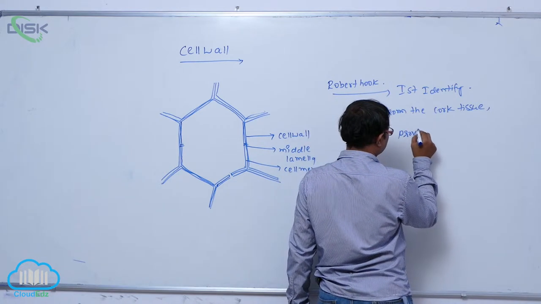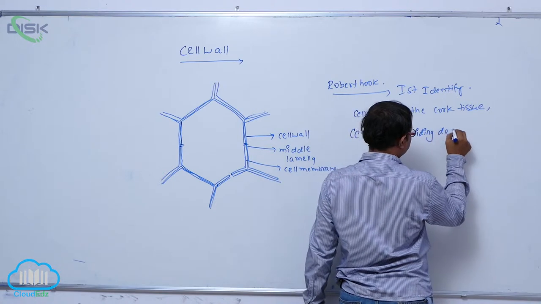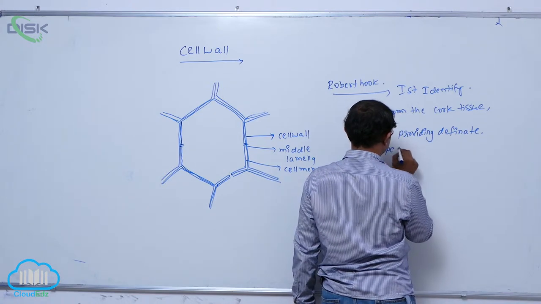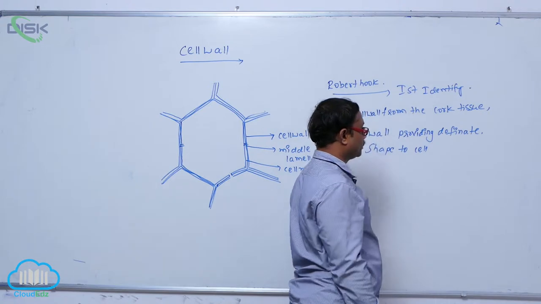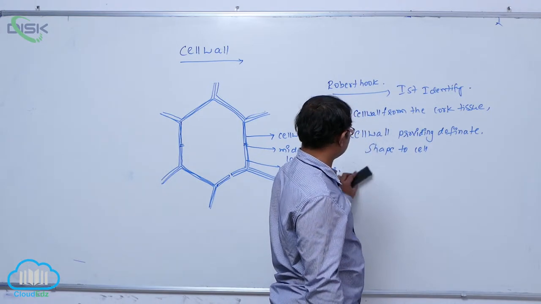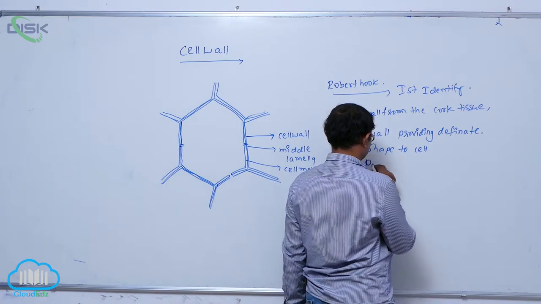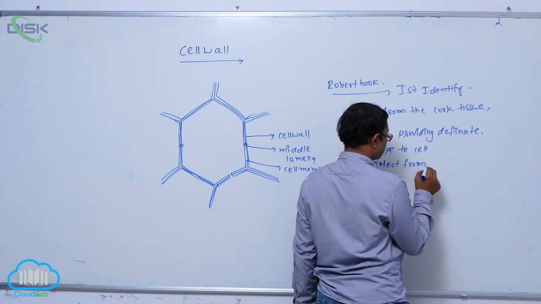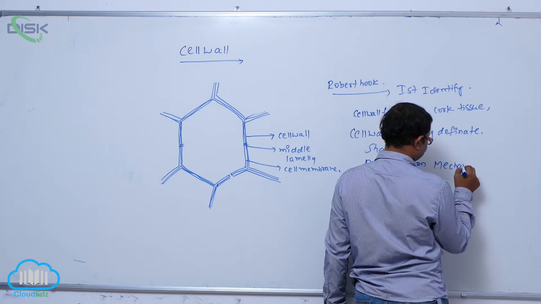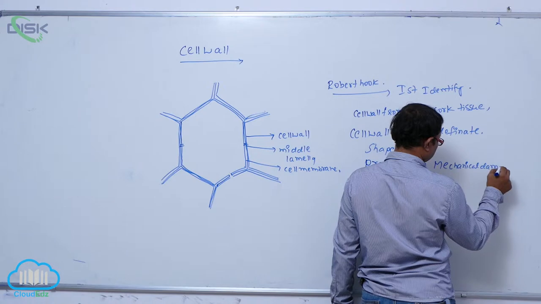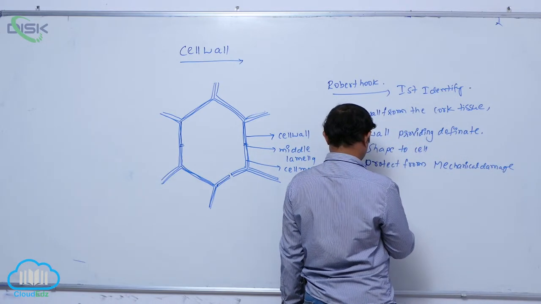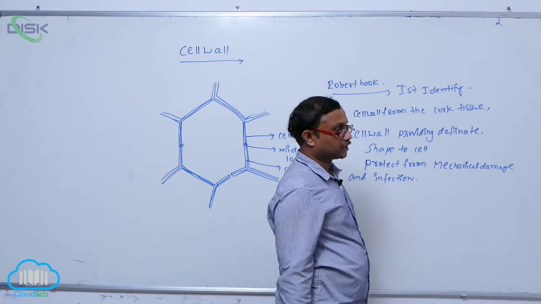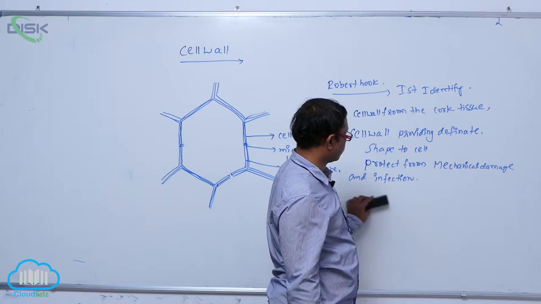Okay, cell wall providing definite shape to the cell. Not only providing definite shape to cell, it also protects from mechanical damage and infection. Okay. So cell wall is made up of different materials in different living organisms.